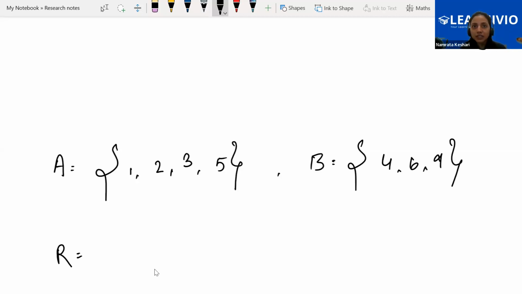Here we are not finding the Cartesian product, where we can take 1 with 4, 1 with 6, 1 with 9. Then 2 with 4, 2 with 6, 2 with 9. 3 with 4, 3 with 6, 3 with 9. 5 with 4, 5 with 6, that's called the Cartesian product. The relation will be the subset of that.